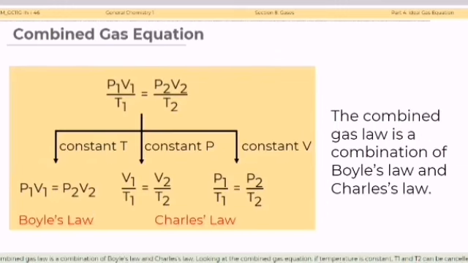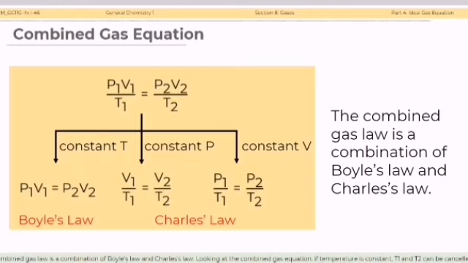The combined gas law is a combination of Boyle's law and Charles' law. Looking at the combined gas law equation, if the temperature is constant, T1 and T2 can be cancelled since they are equal, arriving at the equation of Boyle's law. On the other hand, if the pressure is constant, cancelling the P1 and P2 leads to the equation of Charles' law for the volume-temperature relationship.